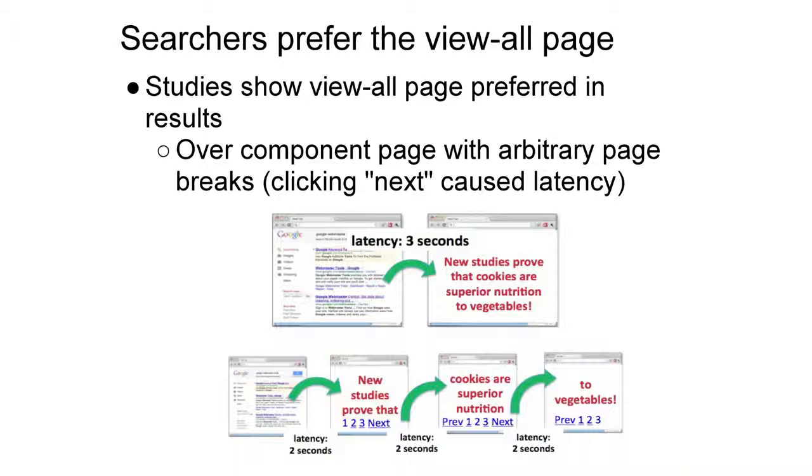But on the other hand, searchers were less happy when search results took them to just page 1 of the article. While that might have just had 2 seconds of latency and then the page loaded, every time that user wanted to click next to read more of the article, it caused some additional load time. So because of this latency and other reasons, searchers prefer the View All page.